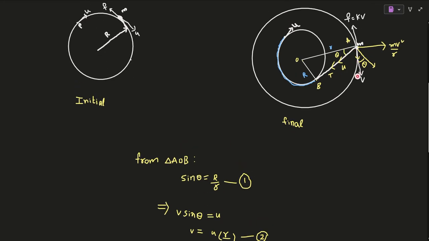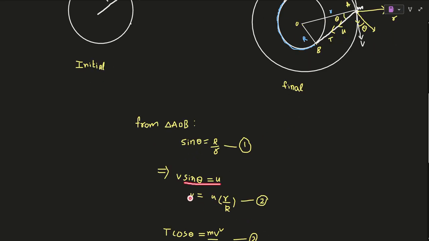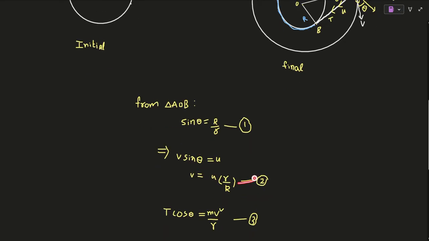Here we divide the capital V into two components. V sin theta equals small u, along the cylinder, from constant. So V sin theta equals u. From this, V equals u times small r by capital R, where we substitute the value of sin theta. This is equation 2.